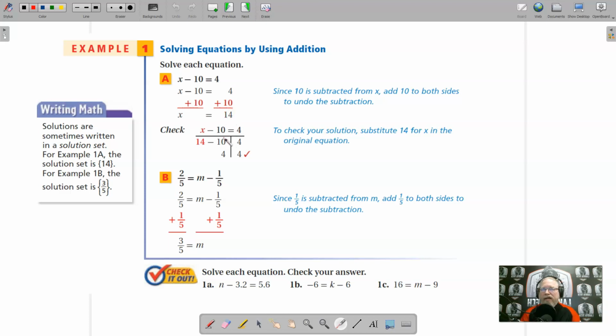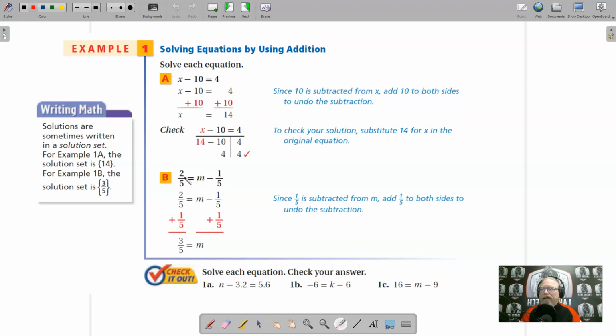Remember, you can always check your answer by plugging your solution back into the original equation and see if you get a true statement. So here we had x minus 10 equals 4. Well, we found that 14 was the solution, so we will substitute in the solution of 14. 14 minus 10 equals 4. Indeed, that checks out, so our solution of 14 is indeed correct.